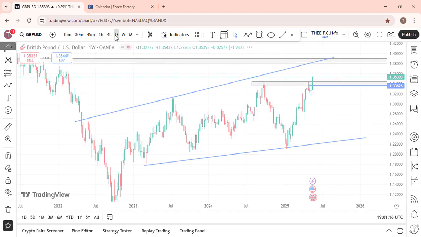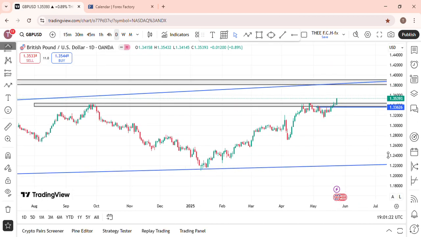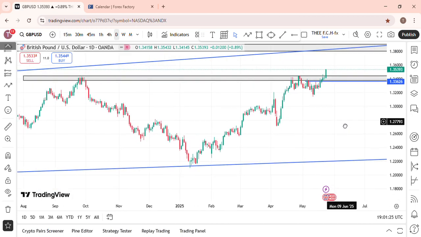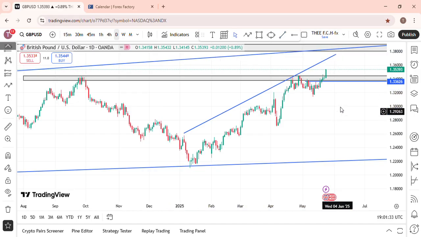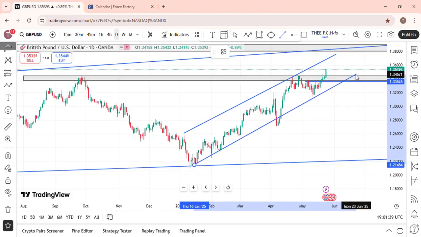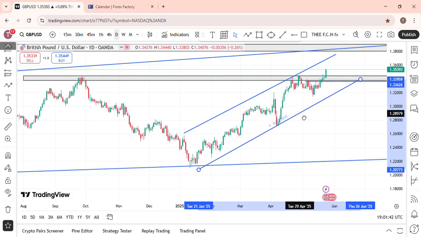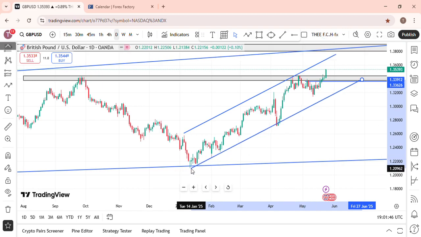Now let's go to daily. Coming to the daily time frame, I don't see anything much. You can see the market has a very clear uptrend. Always remember that the trend is your friend. If you are in an uptrend, try as much as possible to look for buys.